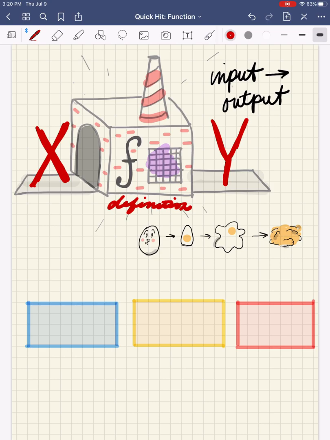One x to one y. Now all my x's collectively, those are called my domain. And all my y's, all my outputs collectively, those are called my range.